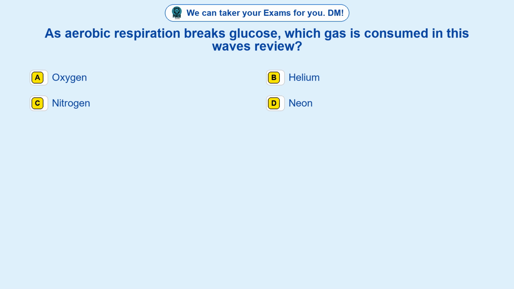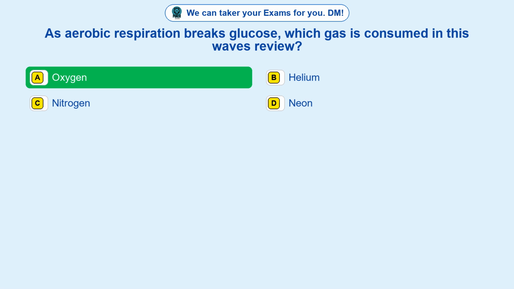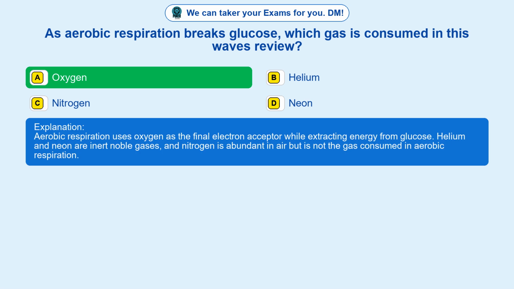Question 23. As aerobic respiration breaks down glucose, which gas is consumed in this waves review? Option A, oxygen. Option B, helium. Option C, nitrogen. Option D, neon. The correct answer is option A. Oxygen. Aerobic respiration uses oxygen as the final electron acceptor while extracting energy from glucose. Helium and neon are inert noble gases, and nitrogen is abundant in air but is not the gas consumed in aerobic respiration.